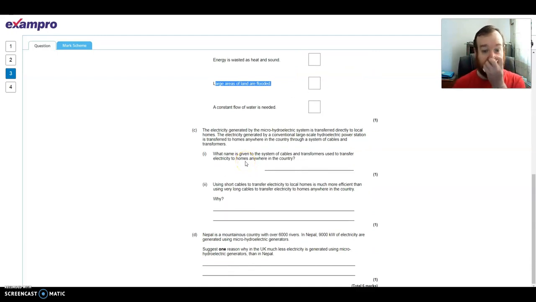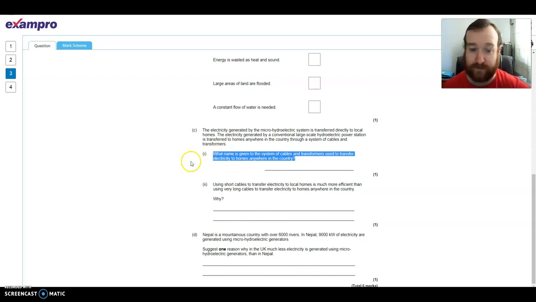Electricity generated by the micro hydroelectricity system is transferred directly into local homes. Blah, blah, blah. What name is given to the system of cables and transformers used to transfer electricity to homes? There's another bit of recall that you need to know. Okay, the national something. The national grid.